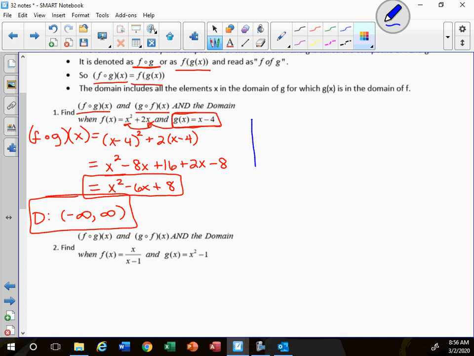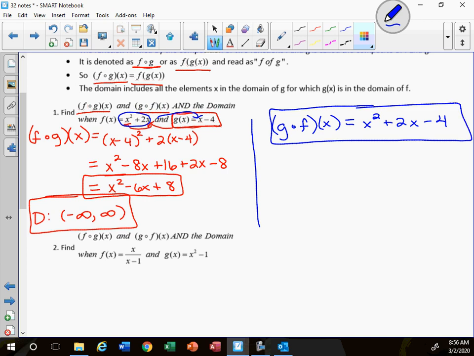All right, let's do g of f of x. So which one is the inside function this time? f of x, right? Okay. So I am now taking this whole thing and plugging it in. So I'm going to have x squared plus 2x minus 4. Is there anything it needs to do to that? No. Okay, so we're done with the first part. Now I need domain.